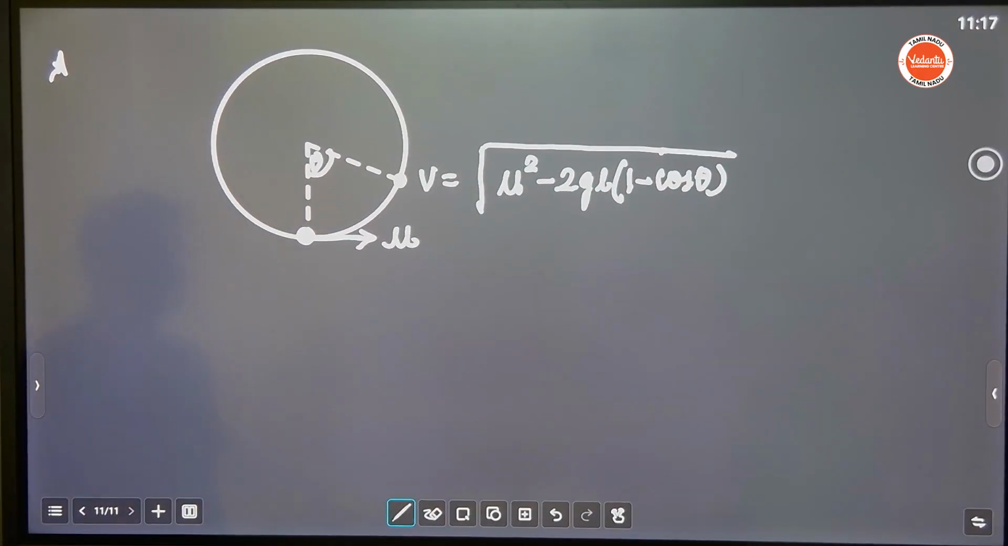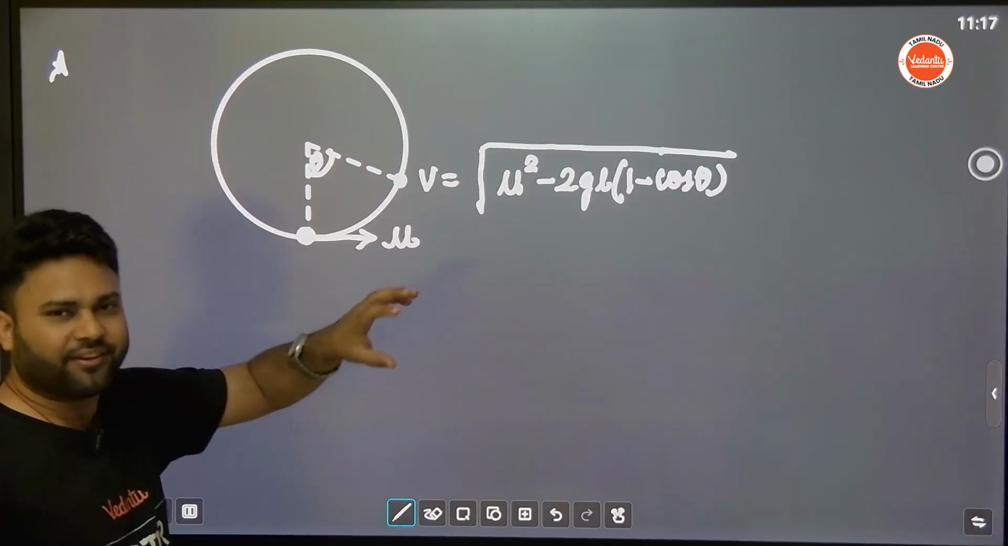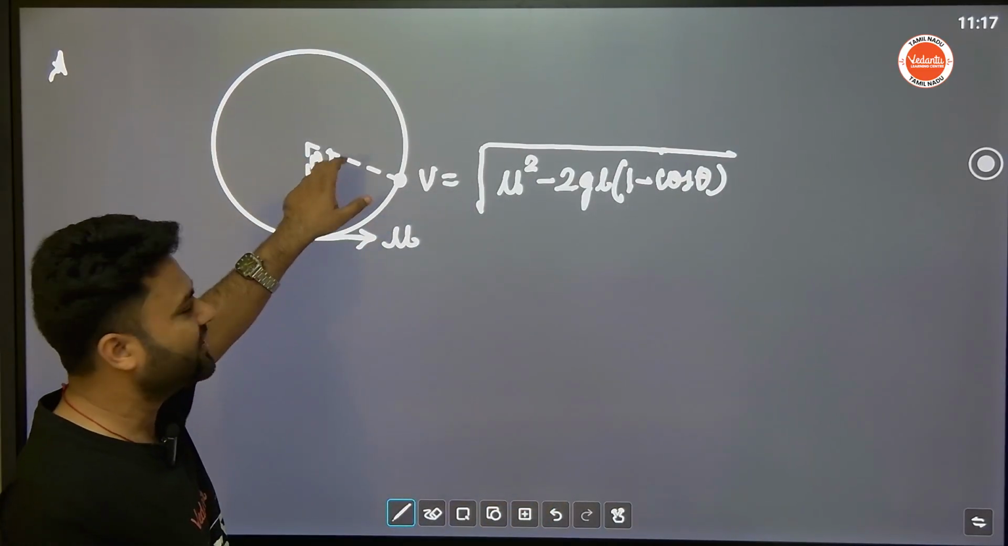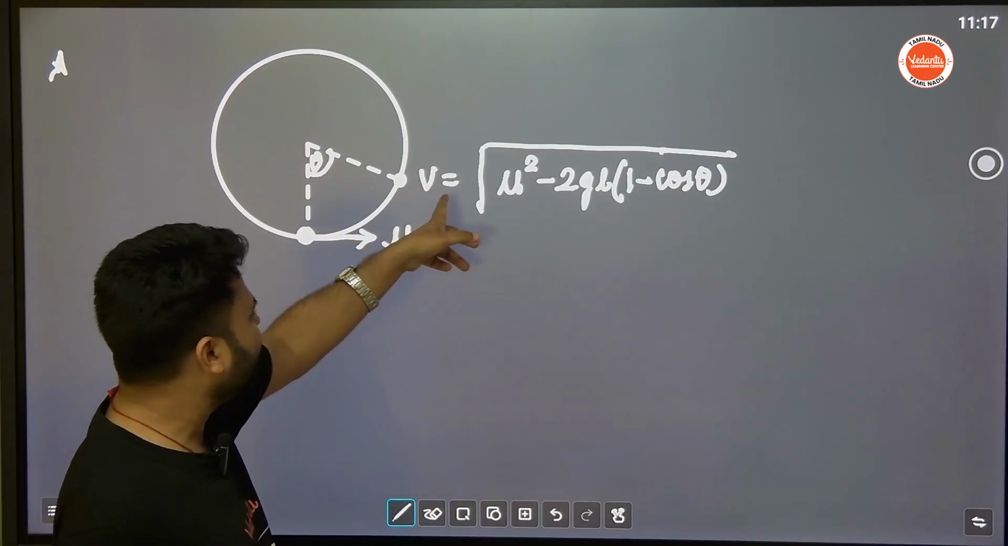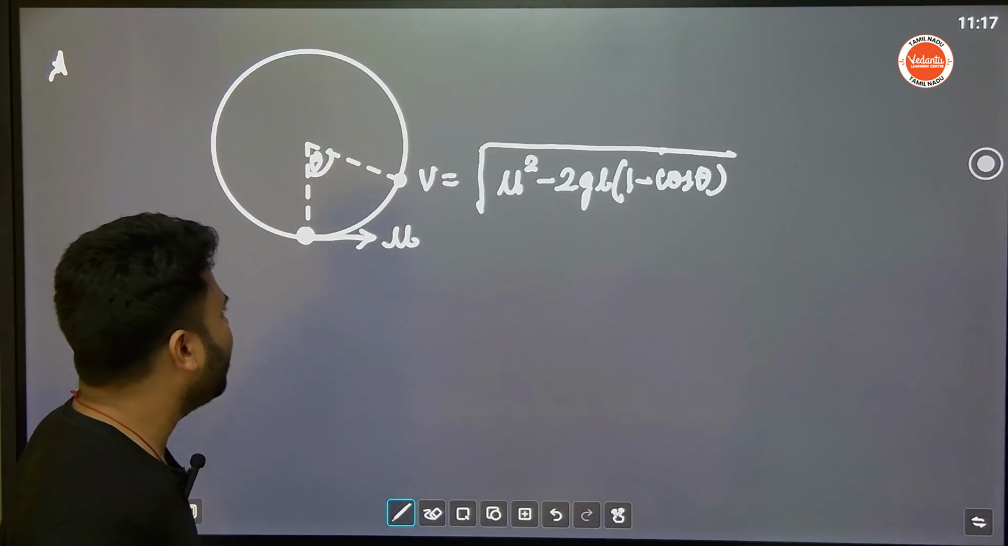Correct. So if they ask what is the speed at any angle theta, I also told the trick, but you should remember the concept. Like they can ask 30 degree, 60 degree, then what to do? So velocity at any angle theta is under root u square minus 2gl (1 minus cos theta).